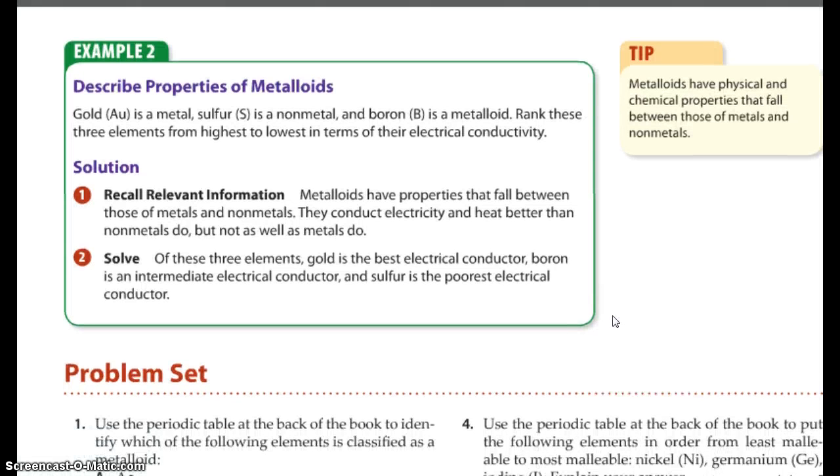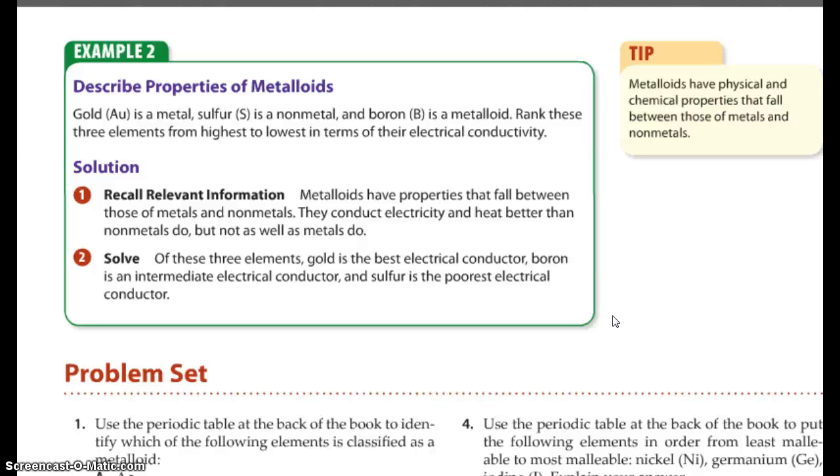Describe properties of metalloids. Gold, Au, is a metal. Sulfur, S, is a nonmetal. And boron is a metalloid. Rank these 3 elements from highest to lowest in terms of their electrical conductivity. So hit pause, get your answer.